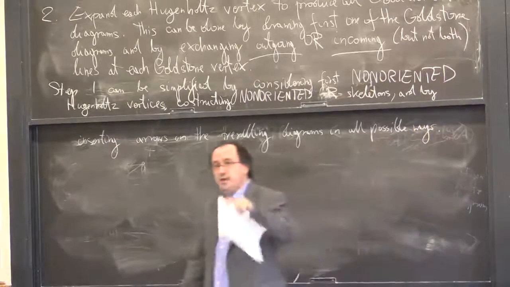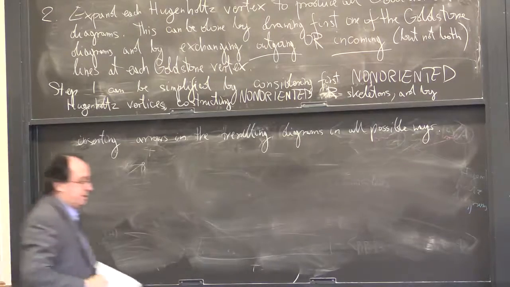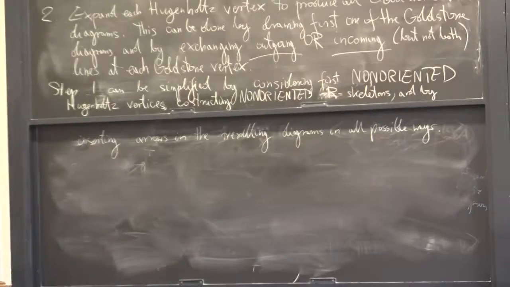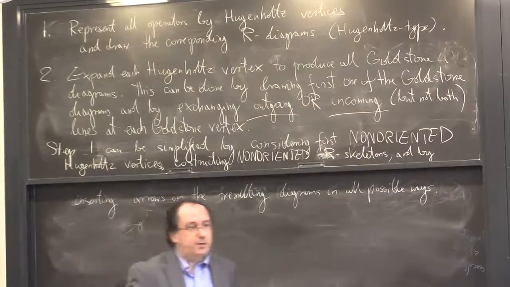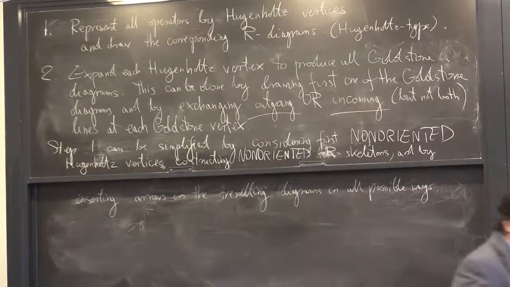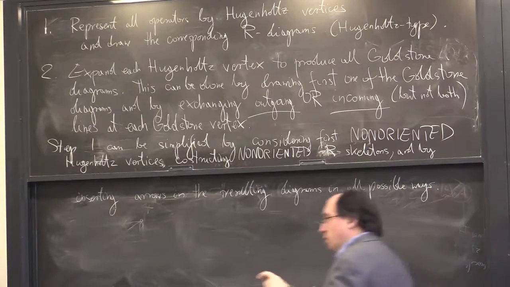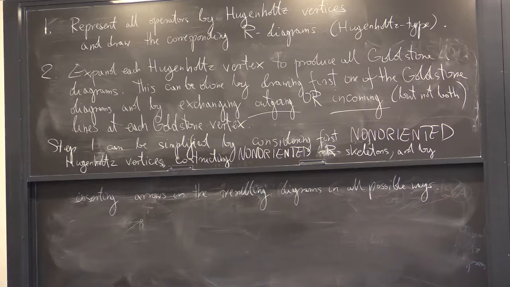It's a very systematic procedure which carries very little risk of making errors. And if you really practice enough, you can't make errors. So again, you start by representing each operator in your expression by a Hugenholtz non-oriented vertex. You then draw the resulting non-oriented vertices, Hugenholtz style. Then you throw arrows.